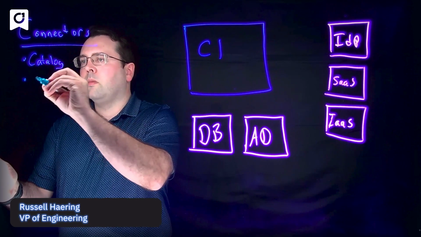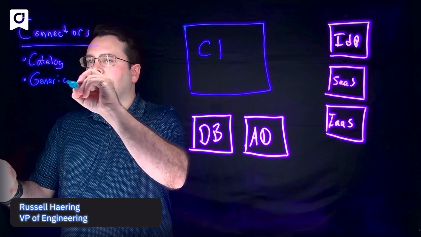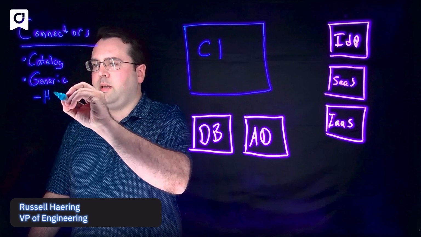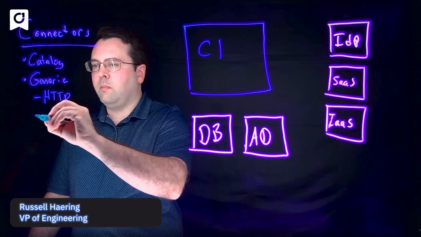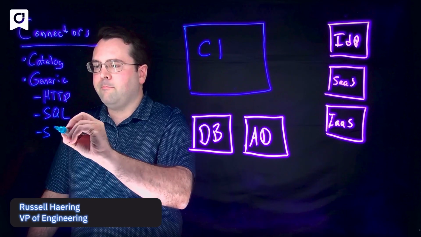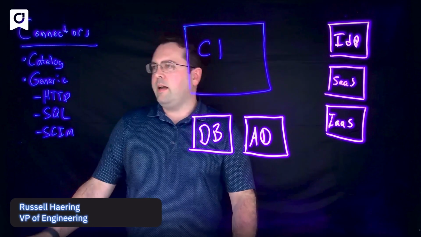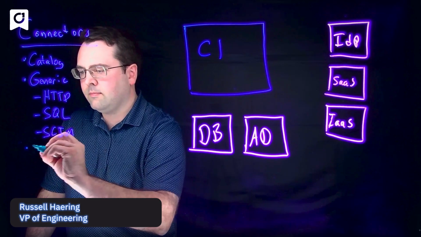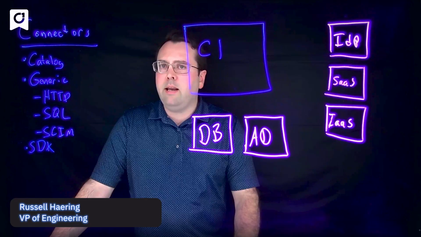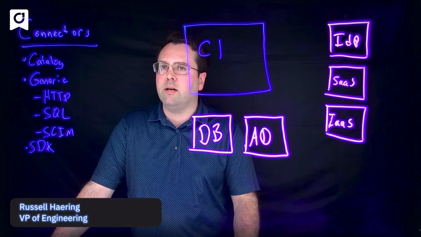Second, we support generic connectors, which make it possible to connect to applications over protocols like HTTP, SQL, or SCIM without writing any code. Finally, our SDK makes it easy to create connectors for applications that don't support one of these protocols or need deeper customization.